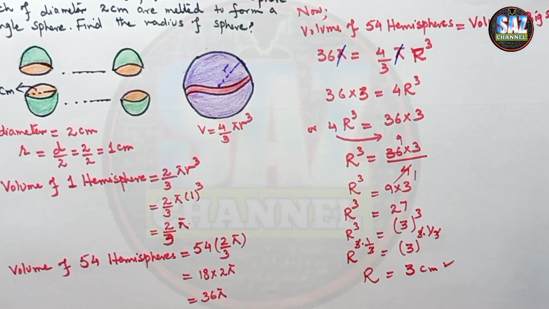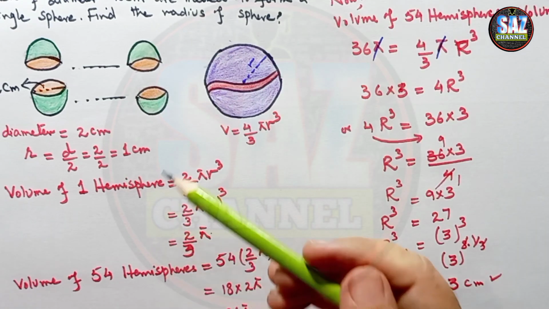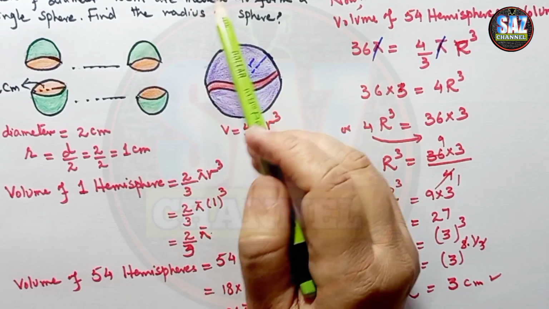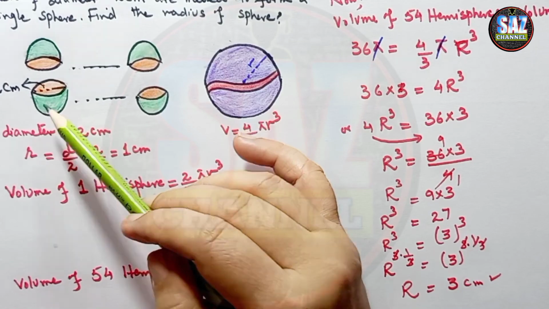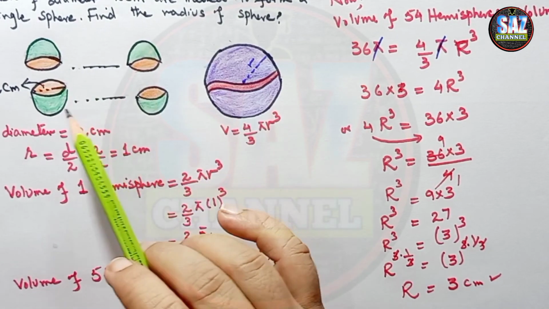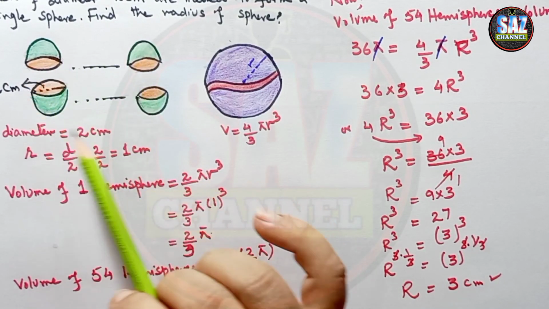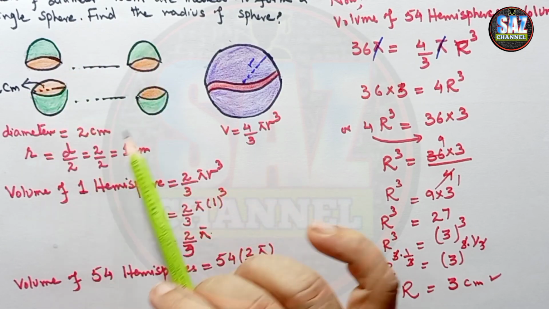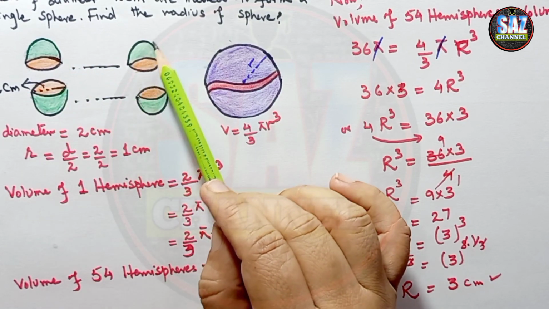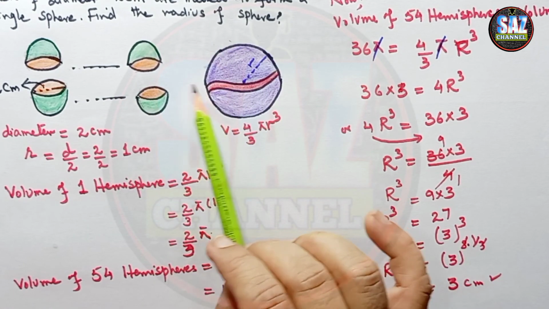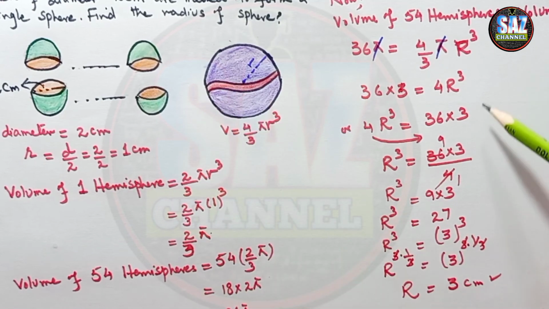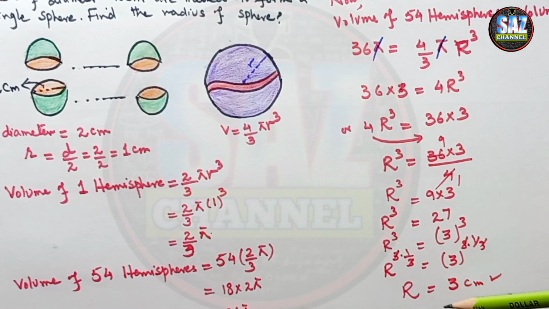I hope you are clear about this question. Very easy question. Now here the points that you need to clear are that 54 hemispheres will be equal to how many spheres, and we have to find the volume of those 54 hemispheres. And the second important point is that those 54 hemispheres, or the volume of all the hemispheres, we are reshaping into a big sphere, so the volume of these two will be equal. That will help us in order to find the radius of the bigger sphere. I hope you are clear about this question.